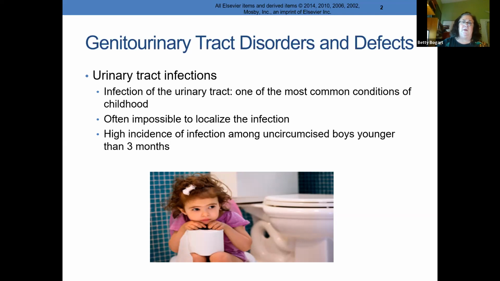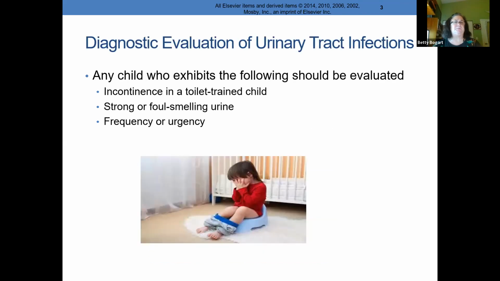So keeping fluids going in these children is important. It's more common with girls, but there is a high incidence in males who are uncircumcised; they have a higher risk of urinary tract infections. Many parents don't want to pull back that foreskin because it's going to hurt them. Inside the foreskin of the penis is what we call cheese, called smegma, and that is like a petri dish for bacteria. So if we don't pull it down and clean it, it can cause infection to go into the bladder.